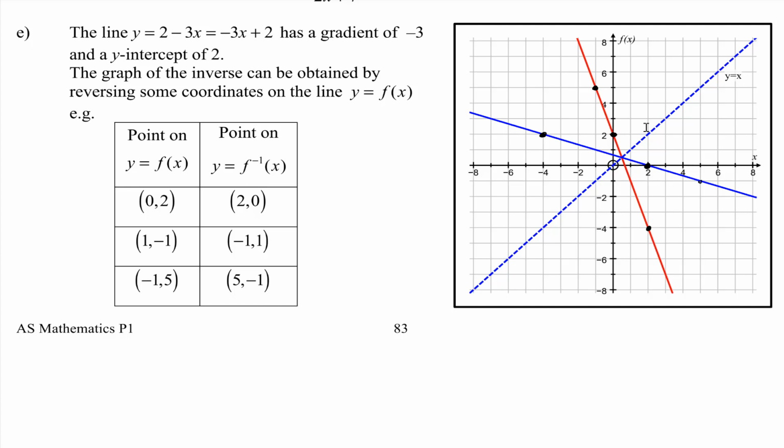So once you've got 2 or 3 points, I've done 3 there, you can certainly then just draw a straight line through those points, and that is the graph of the inverse function.